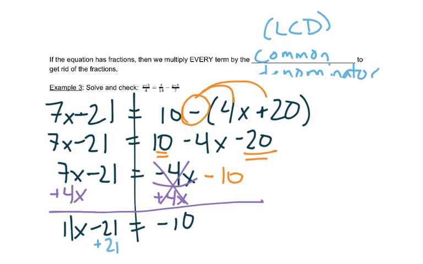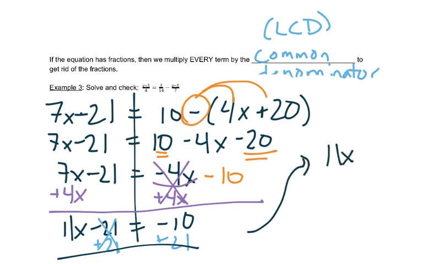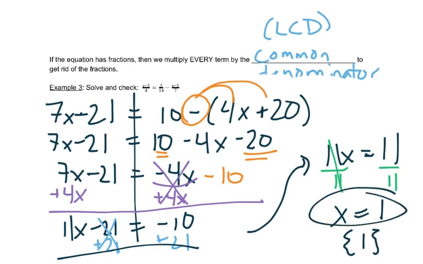And then I'll add 21 to both sides. And that cancels that out. So I'm left with, I'm going to write it over here, 11x equals 11. And the last step is always to divide by the number that's in front of the x to get x by itself. So 1 is my answer.